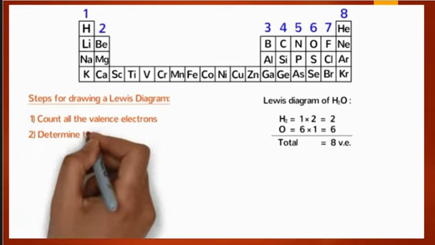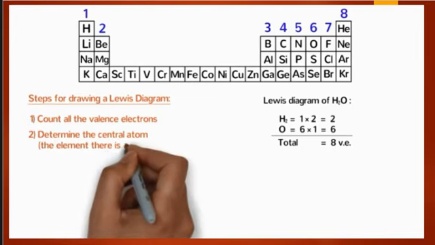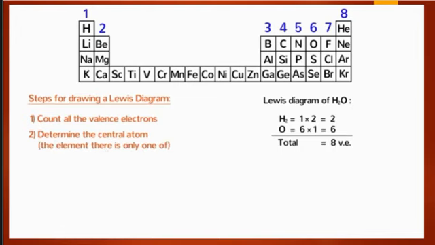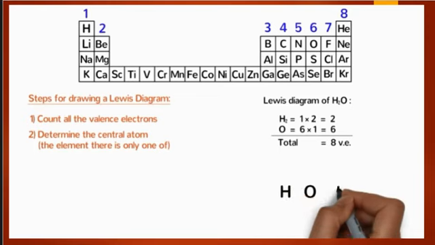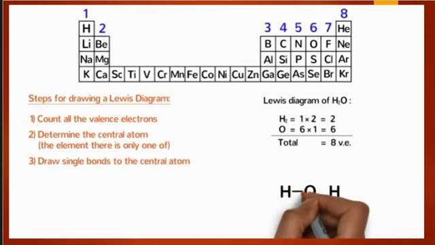Step 2, determine the central atom. The central atom is the one that all the other atoms will be bonded to. It is usually the element that there is only one of. In the case of H2O, because there are 2 hydrogens and only 1 oxygen, we choose oxygen as the central atom and write it in the middle. Step 3, draw single bonds to the central atom.